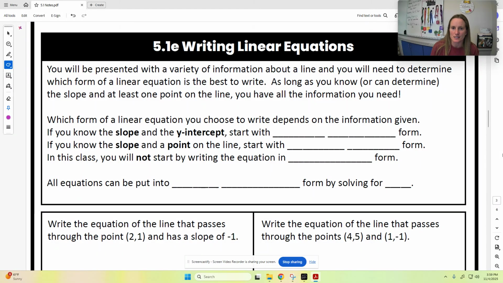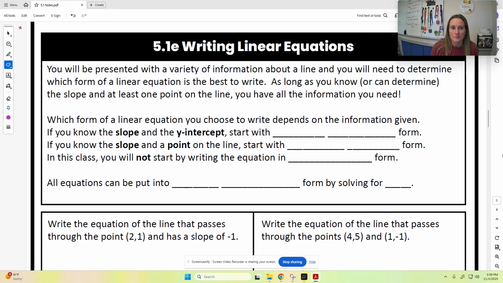And so we're going to be presented with different information about a line, and we're going to be expected to write the linear equation. It's going to be very important that you read the directions for each problem to see if there's a specific form of the linear equation that you're expected to write. I will be honest, I forgot to put that in the notes, but for the notes, we're going to go through writing them all in slope-intercept form.